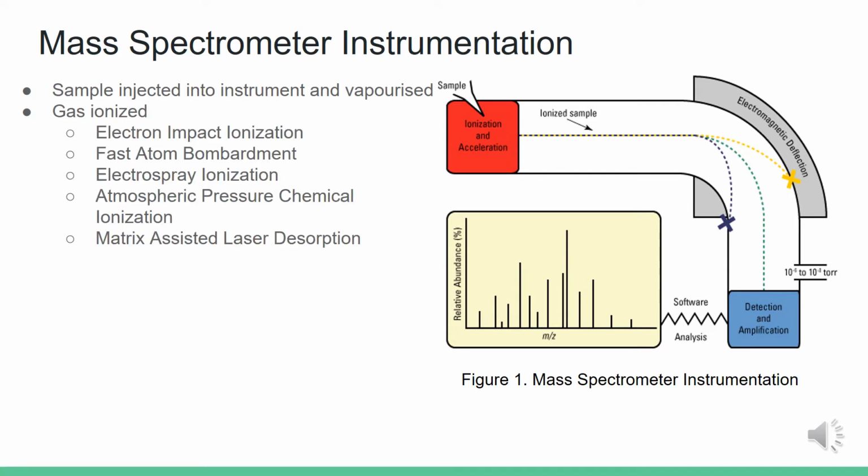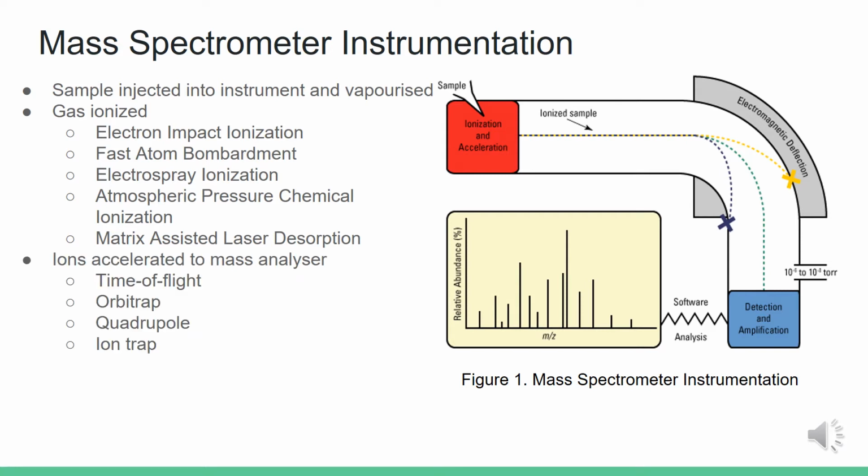Ionization methods that can be used include electron impact ionization, fast atom bombardment, electrospray ionization, atmospheric pressure chemical ionization, and matrix-assisted laser desorption ionization. The most common method is electron impact ionization. In this process, the sample is bombarded with electrons, which knocks electrons off of the atoms in the sample, resulting in the formation of positively charged ions.